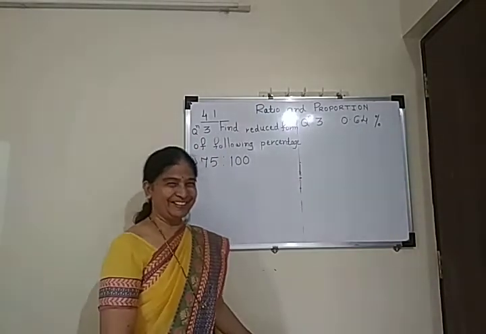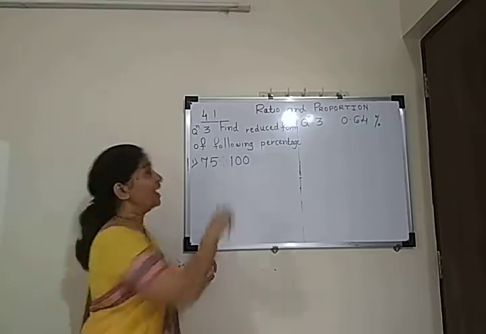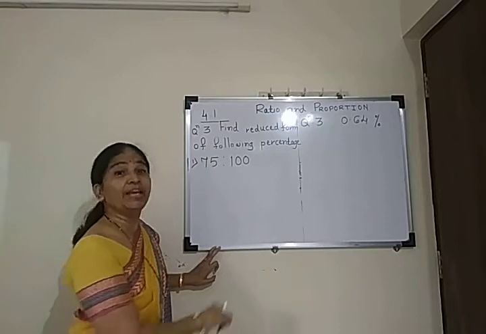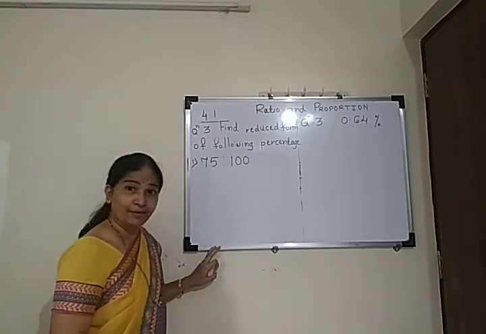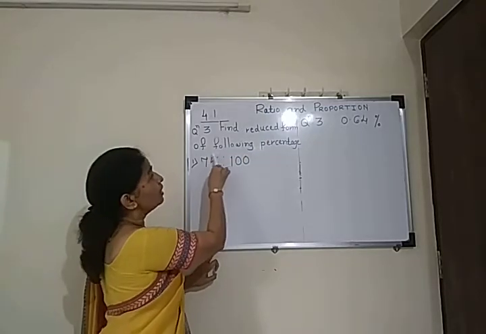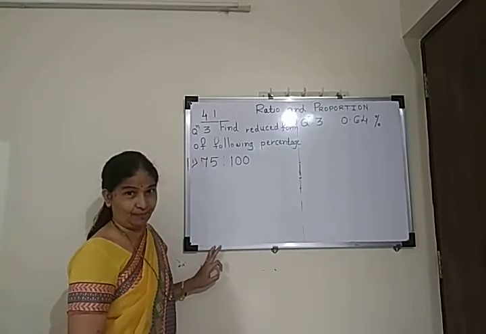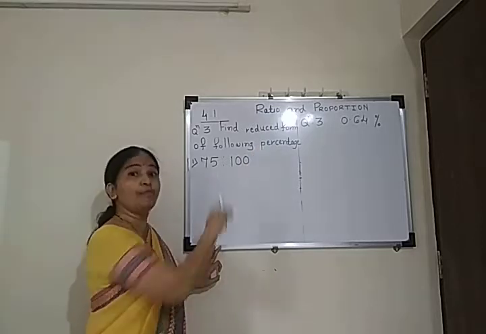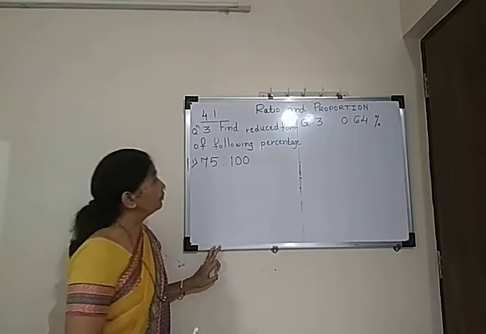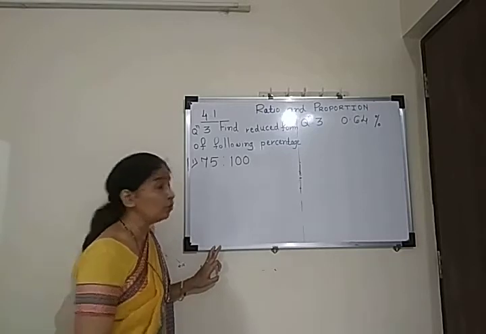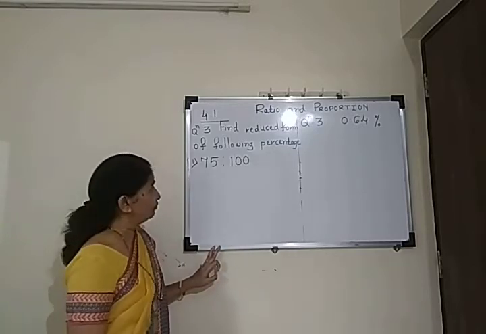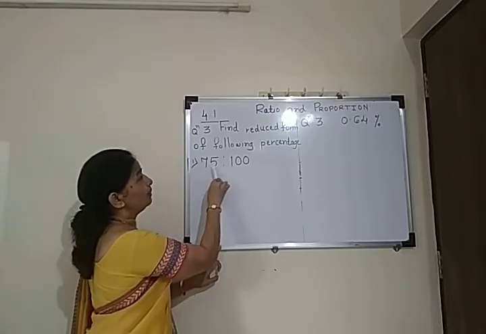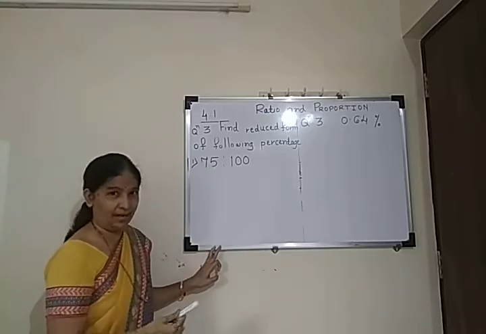Good morning. Turning to the next example from 4.1, they are asking us to find the reduced form of the following percent. We have to express that reduced form in the form of a ratio. So, for this following percentage, they are writing 75 as 200.